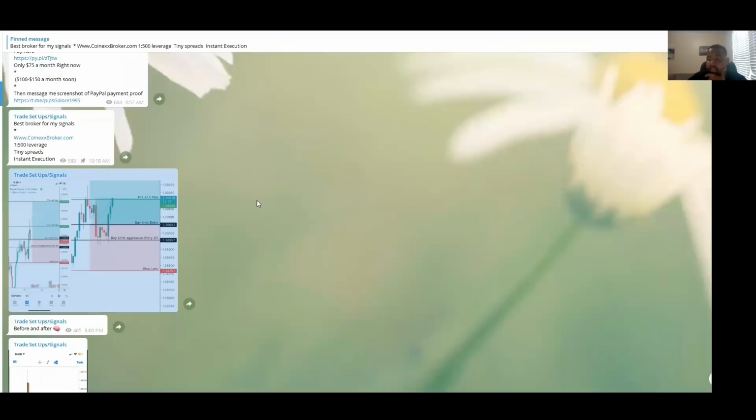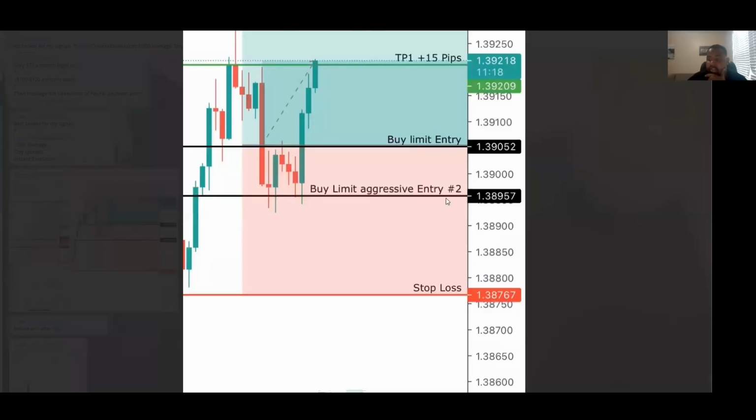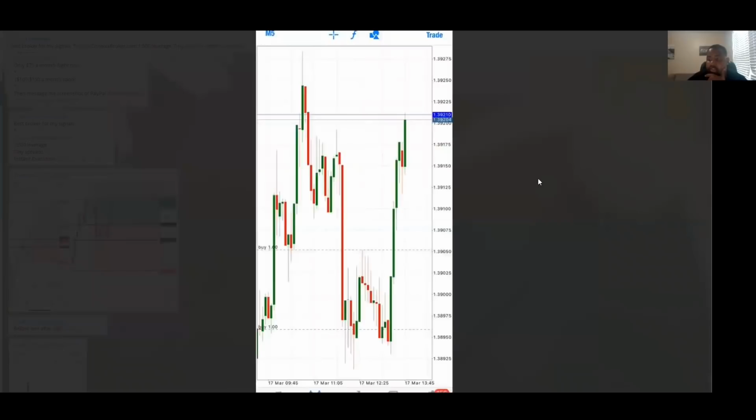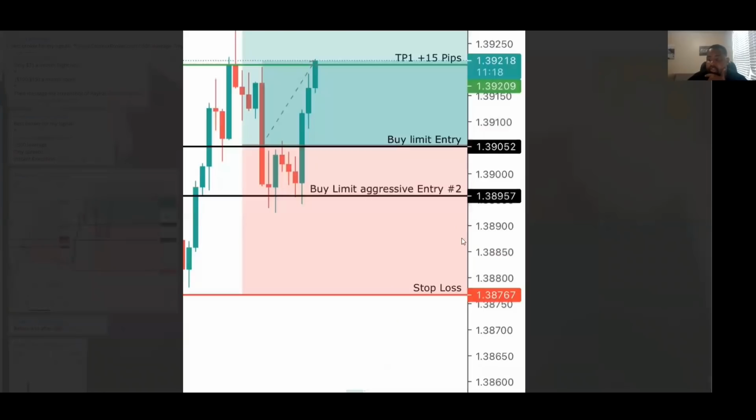All right, so this is the Telegram. When you join the Telegram, this is what you're going to see. So let's look at some pictures. So this one trade went 23 pips, one entry, 14 pips, one entry. This is the trade. So we entered here, re-entry here, price shot up, make profit.